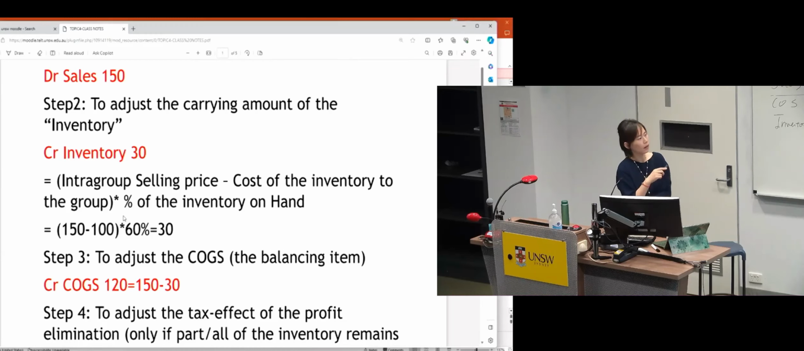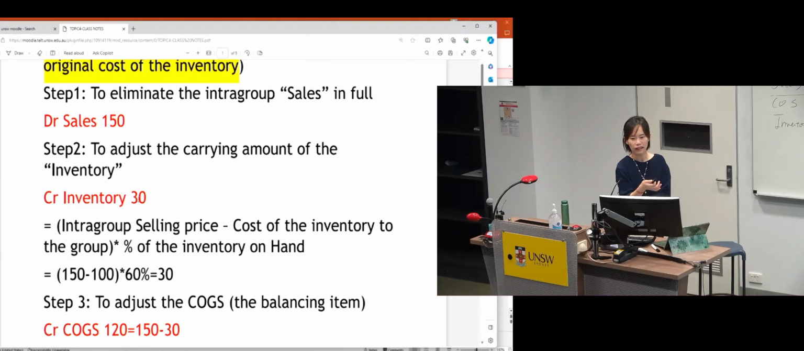Okay. Now when you have step 2, the adjustment of the inventory, which represents the unrealized profit contained in the closing balance of inventory, you will have step 4. Now assuming all the inventory were sold, then you debit sales 150, right? Credit cost of goods sold 150. There's no need to adjust inventory. And when all the inventory were sold, there's no unrealized profit, right? There's no need to adjust for the tax. Because we have unrealized profit contained in the closing balance of inventory, which is eliminated, that's why you need to prepare tax effect entries. So 30 times 30% tax rate, so income tax expense is reduced by 9, and we debit DTA.